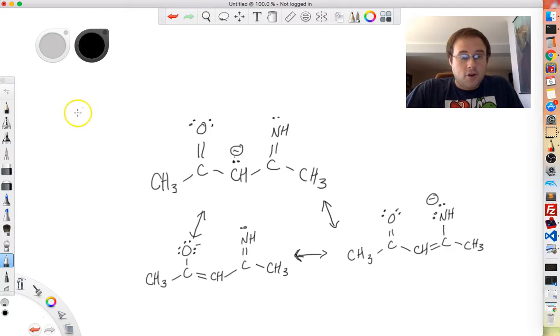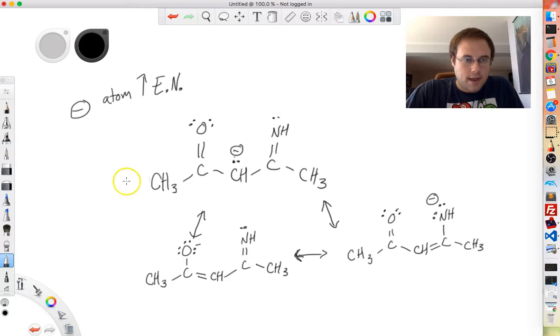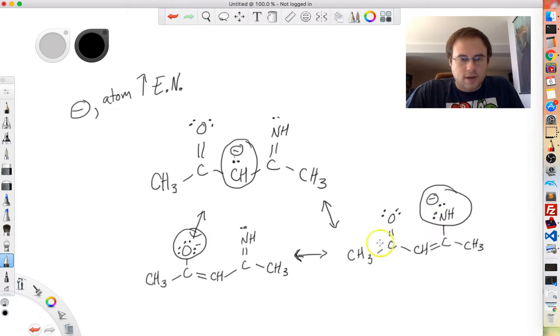So here, again, you're passing around a negative charge, so you want the atom with the highest electronegativity value. That's going to be the major contributor, okay? So if I have a negative charge, I'm looking for the atom with the highest electronegativity. So what contributors do I have here? I have a carbon that's contributing, I've got an oxygen that's contributing, and I've got a nitrogen that's contributing. So this guy would be the major contributor.